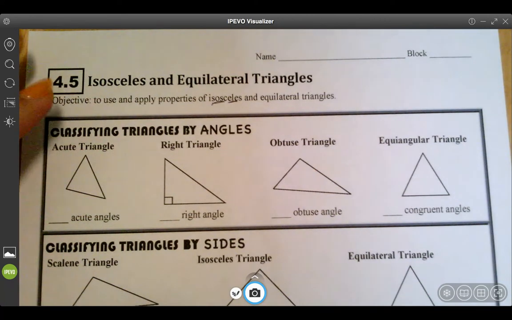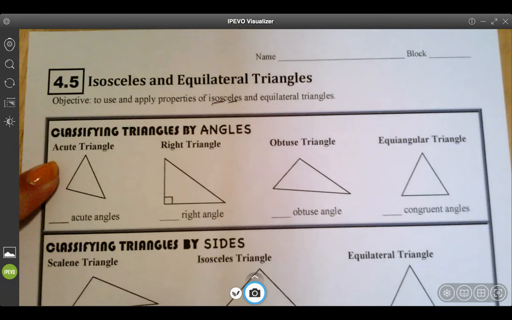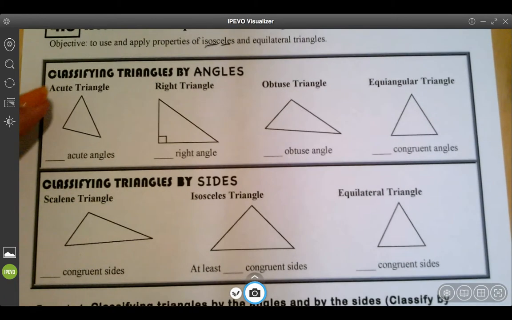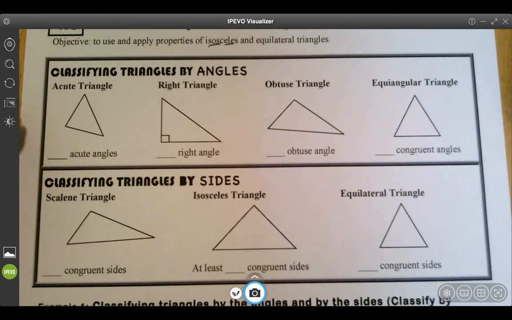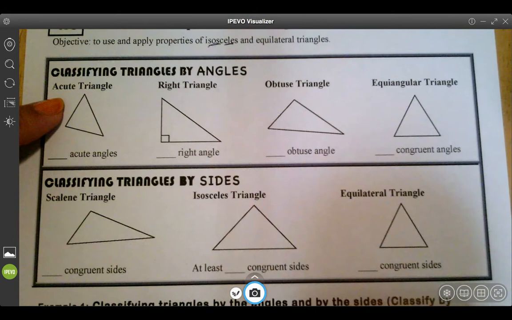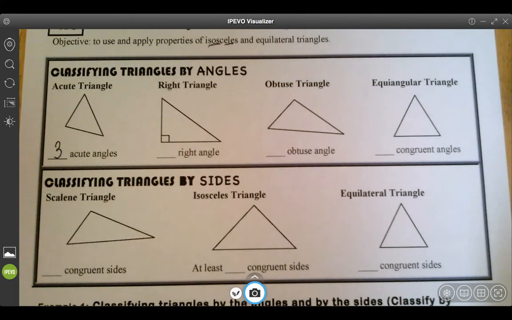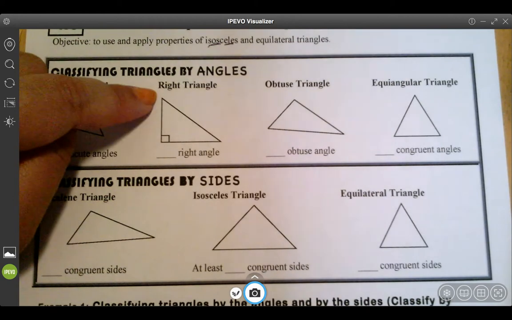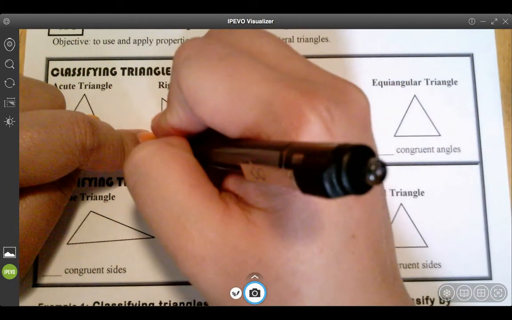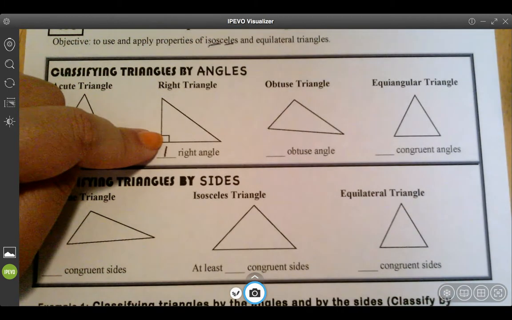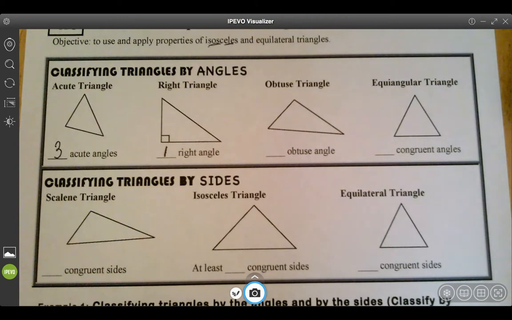Okay, so the first way that we classify triangles is by their angles, triangles, right? 3 angles. So if we have an acute triangle, remember it's so cute, it's small. Acute triangles have 3 acute angles. All of their angles are acute. And then we have a right triangle, which we've talked about before. A right triangle means it has a right angle. You can only have one right angle in a triangle. If I had 2 right angles, the third side would never connect.